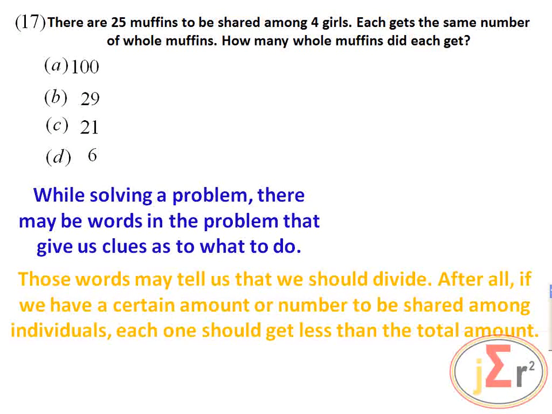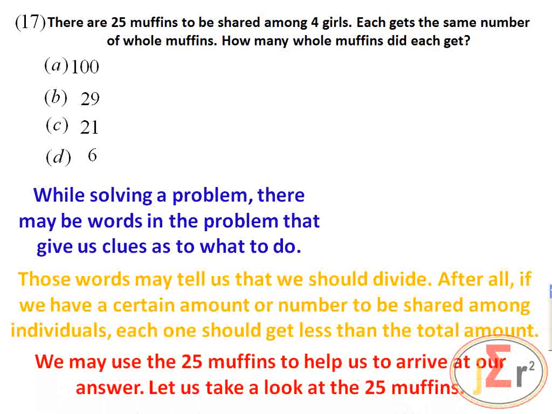After all, if we have a certain amount or number to be shared among individuals, each one should get less than the total amount. So we cannot multiply nor add, because if we are sharing, each one should get less than the total. We may use the 25 muffins to help us arrive at our answer. So we are going to manipulate the 25 muffins, and then we are going to do it in an arithmetic way.